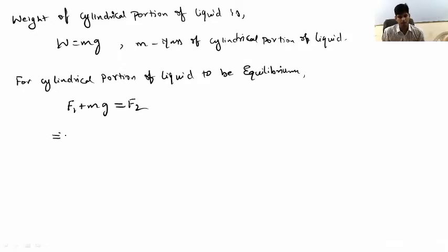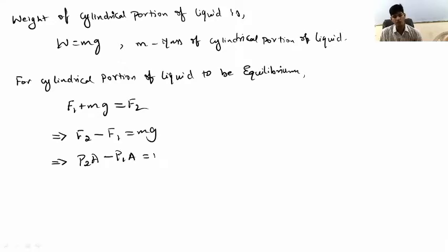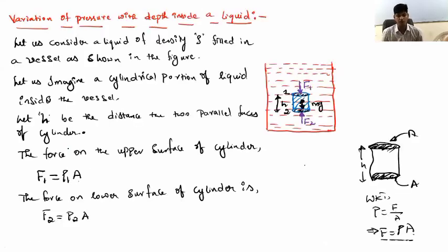This implies F2 minus F1 is equal to M into G. F1 on the RHS becomes minus F1. This implies, we know F2 is P2 into A minus F1 is P1 into A, that is equal to mass into acceleration due to gravity. Because F2 is P2 into A, you can observe from equation 2. From equation 1, F1 is P1 into A. I have substituted that.